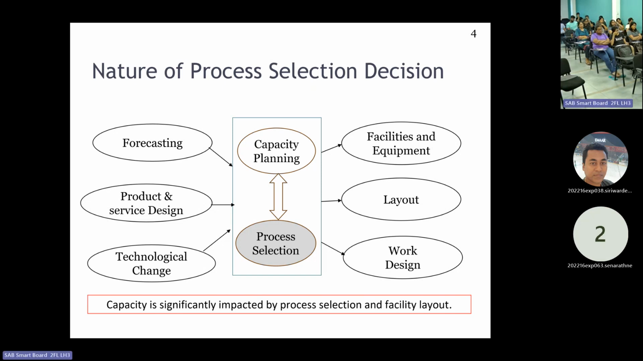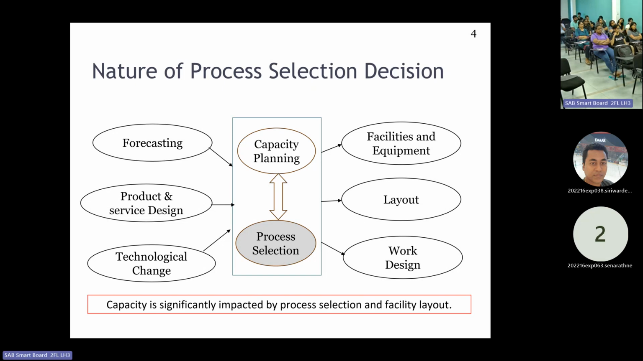Operations capacity is significantly impacted by process selection and also by the layout decision. Layout will be discussed as the next topic. Probably today itself we will be able to start it. Is it clear?